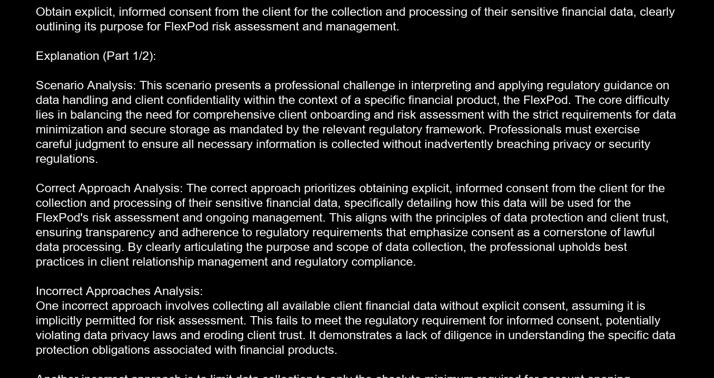One incorrect approach involves collecting all available client financial data without explicit consent, assuming it is implicitly permitted for risk assessment. This fails to meet the regulatory requirement for informed consent, potentially violating data privacy laws and eroding client trust. It demonstrates a lack of diligence in understanding the specific data protection obligations associated with financial products.